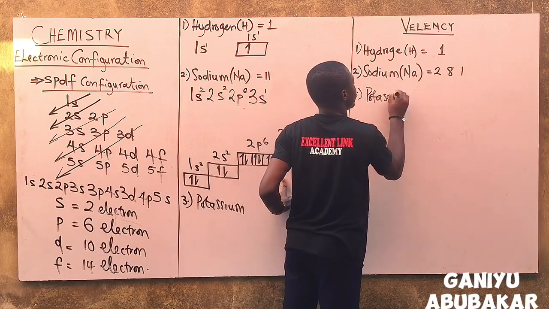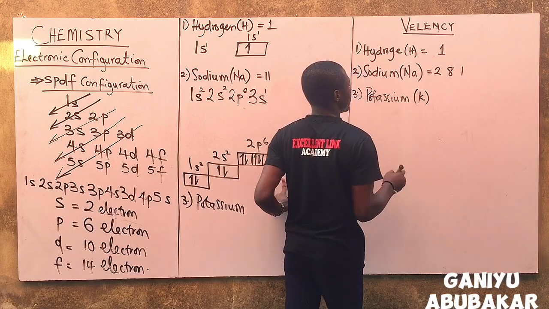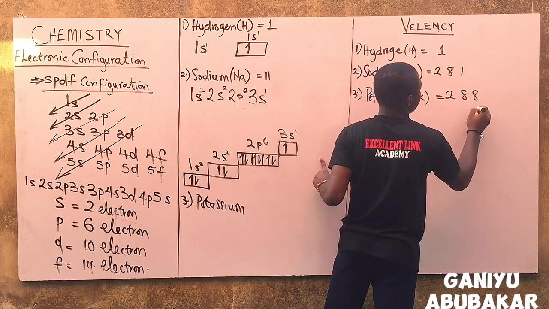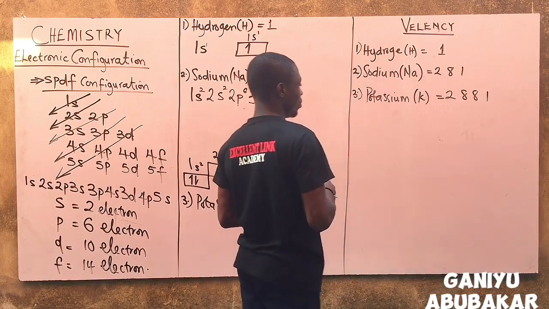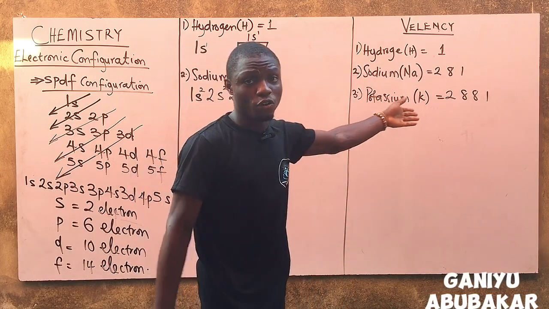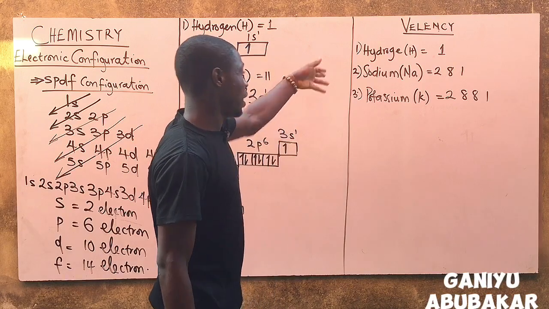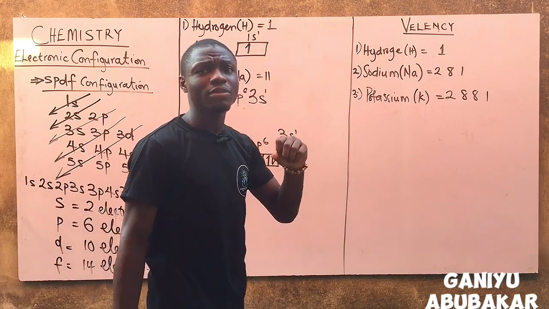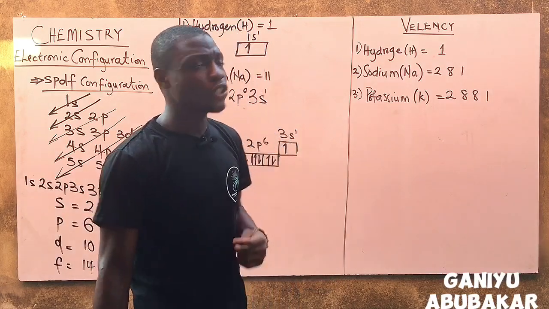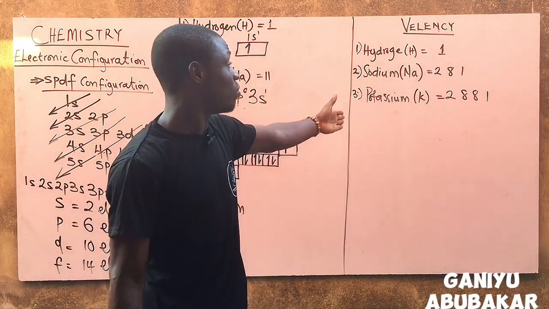For potassium, that's K, that's 2, 8, 8, 1, right? Like this, the electronic configuration for these elements here. Now I'm saying the word valence electron. Now my question here is, are they stable? That's the question.